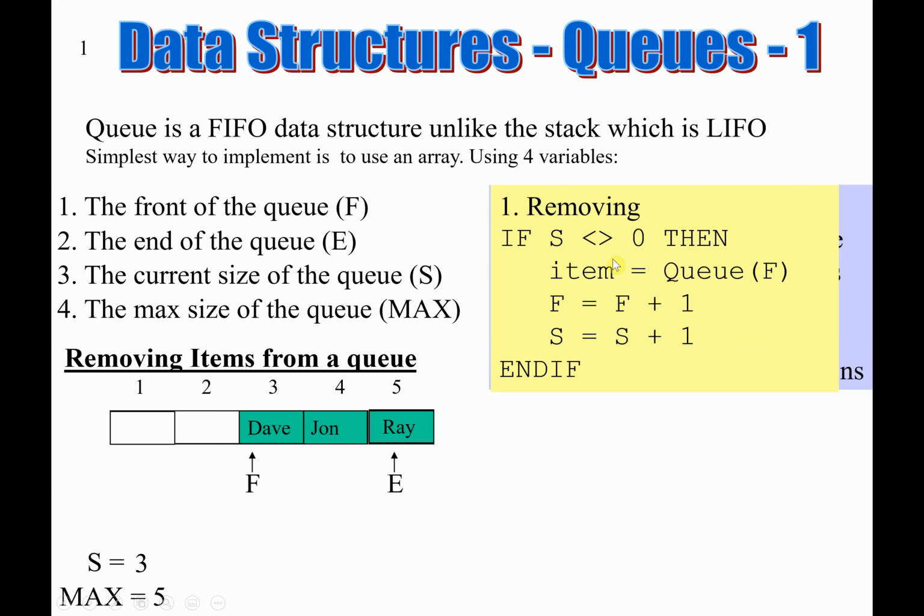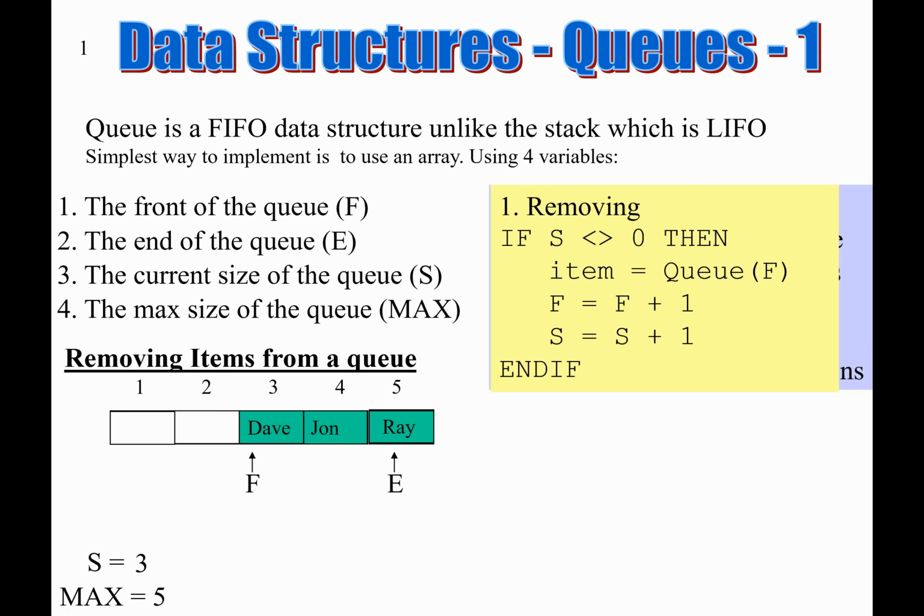Removing, again, if size isn't 0, so they can't remove anything if it's empty. Item equals the queue at the front. We add one to the front, and that should be size equals size minus 1, but it's plus. In your notes, I've got it right, okay? So just bear in mind. I can never find that one. I always forget every year.